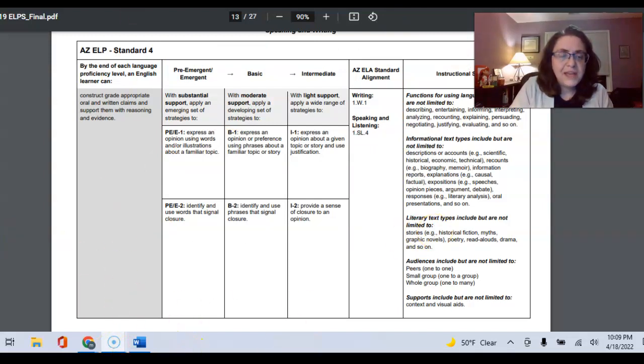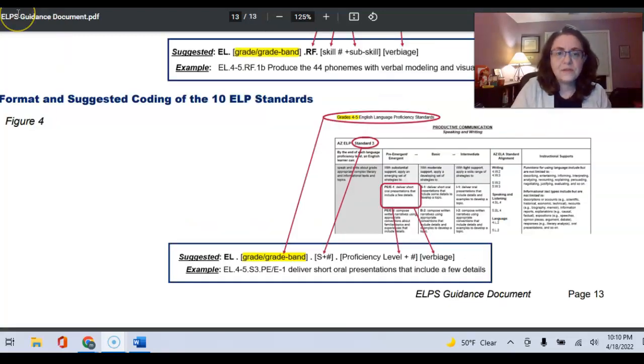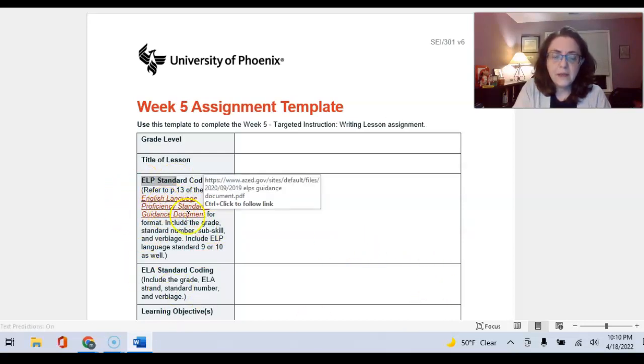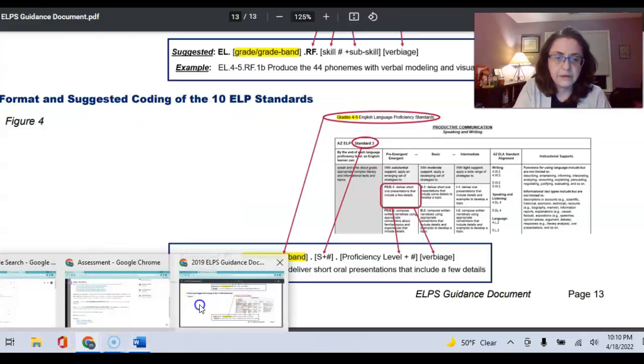Now, I want to also look at how you will write them on your lesson plans. Sorry, I clicked on the wrong thing. Okay, so this is linked on your lesson plans. So if you're not sure of how to write out the ELP standards, this is the link right here to the page I'm taking you to. And where to go? There it is.